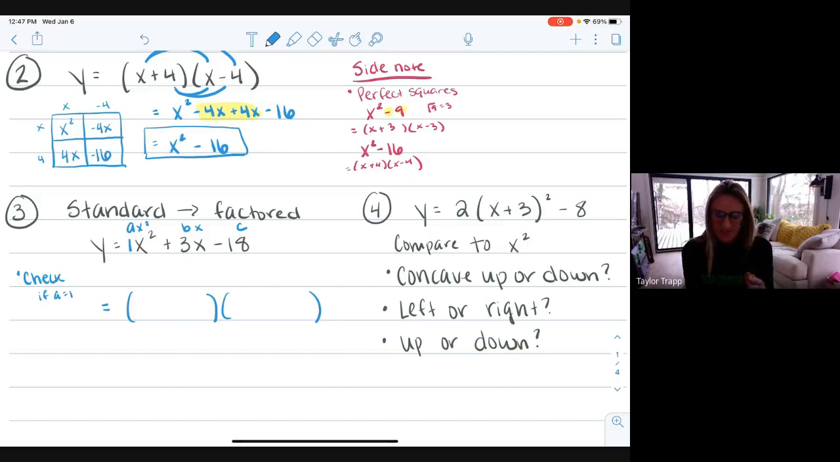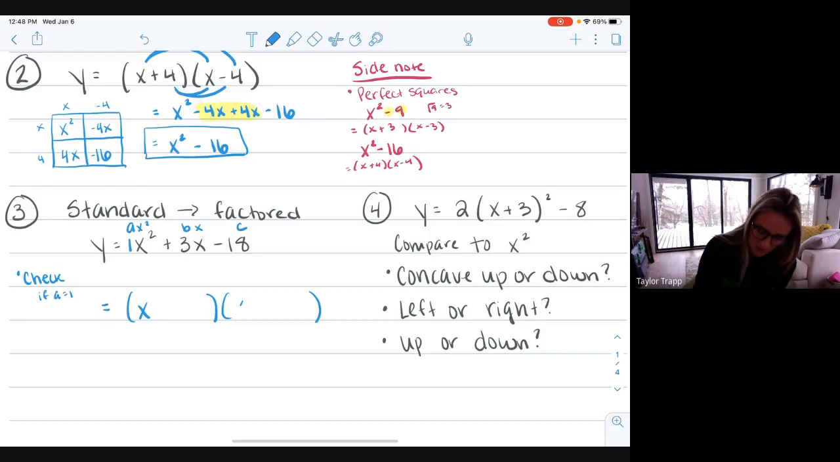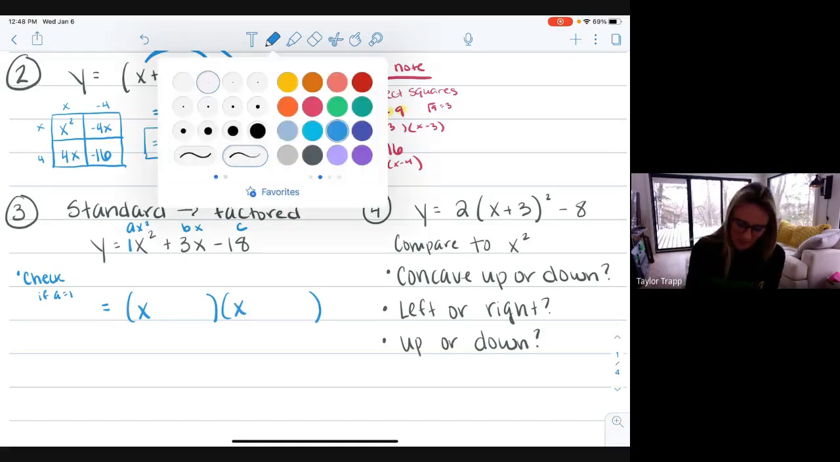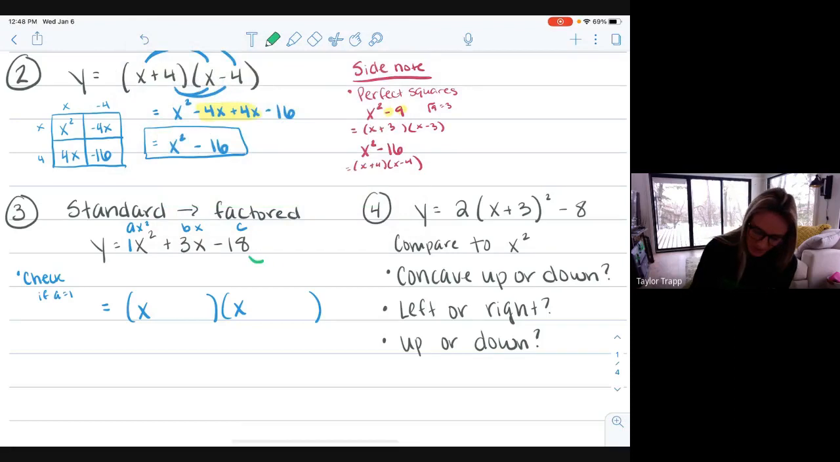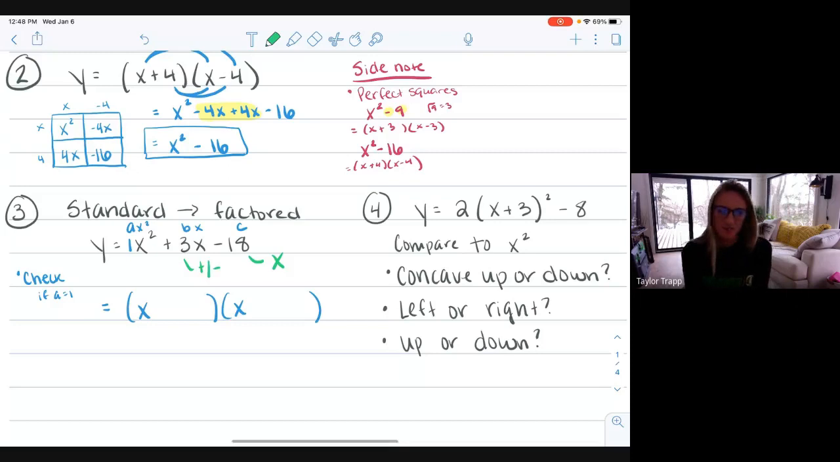Okay, and to split up that x squared, well, look at how we did it on question 2. The x's were split up, x times x, that gives you the x squared. So to split up the x squared, you just split them up. Then you start to think, okay, well, what multiplies to be negative 18, but adds or subtracts to be 3?